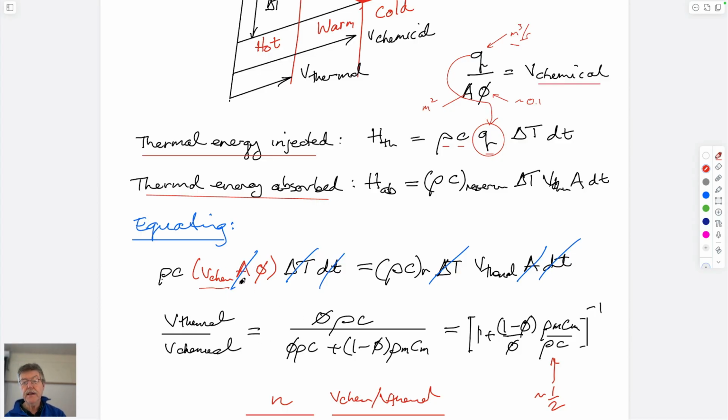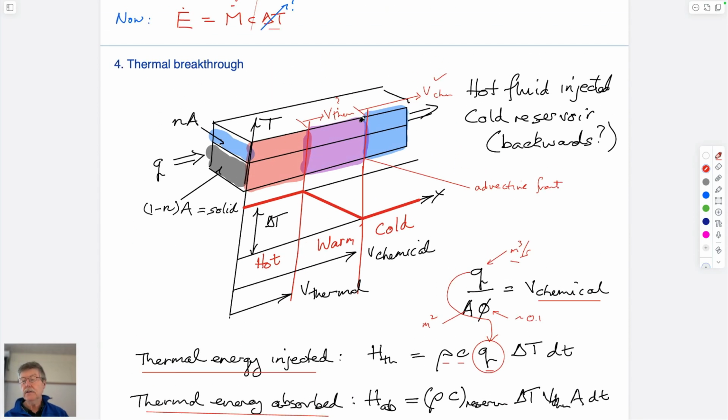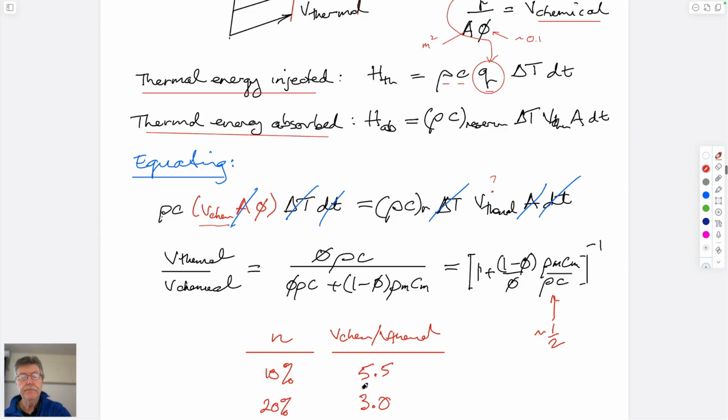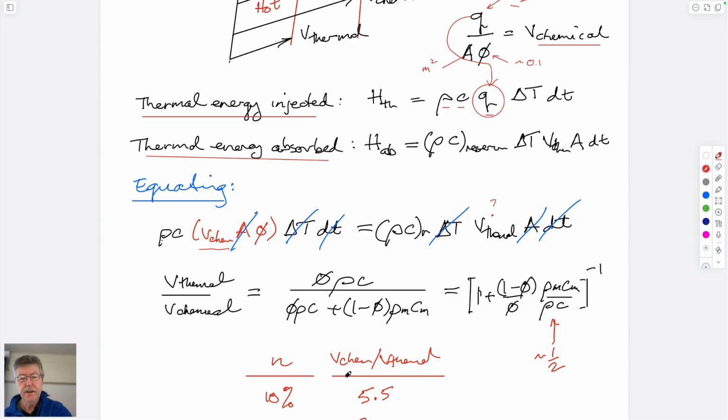And we've realized that we have some terms. The only thing we don't know in this equation is V thermal, how quickly this thermal front is moving through the system. So we can rearrange this equation to solve for that, and we get a ratio of V thermal to the chemical. So if the advective front has gone 1 meter, then the ratio of those two is how far the thermal front has gone, which will lag it. It's always a ratio which is always less than 1. I've done it backwards.